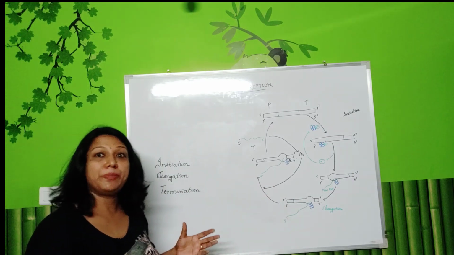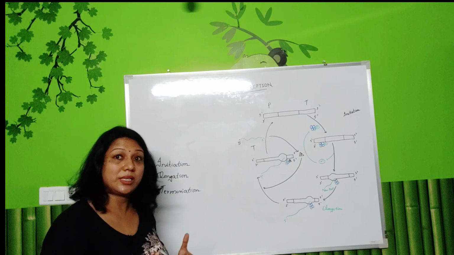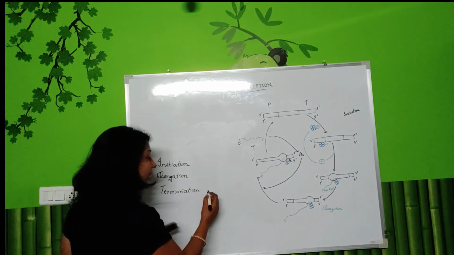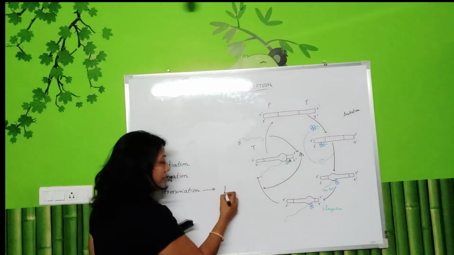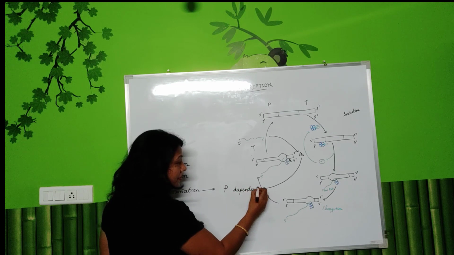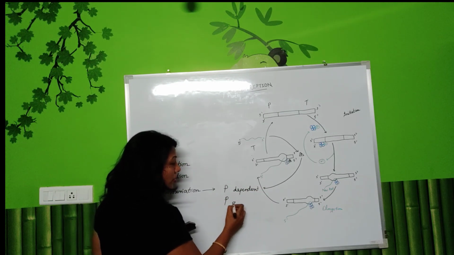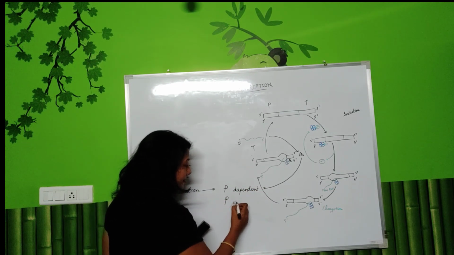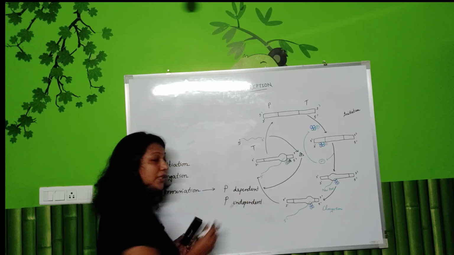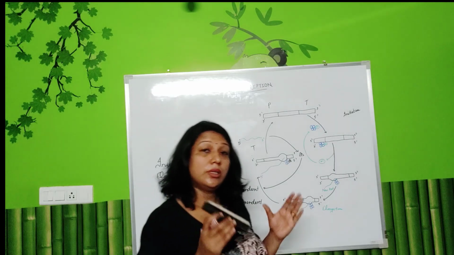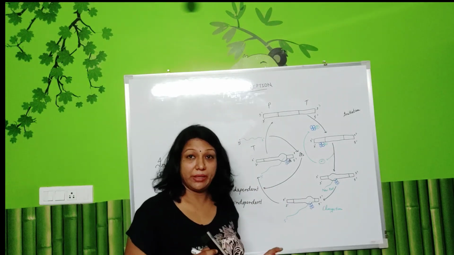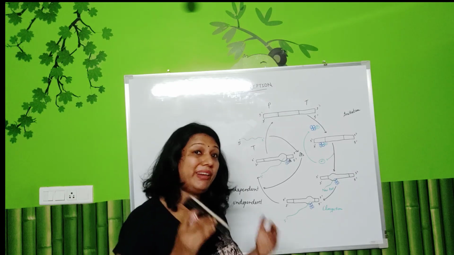Now how can we stop this transcription? Easy. We have two methods here. One we will call rho dependent. Second we will call rho independent. There are two methods of termination: one is rho dependent and second is rho independent. These are the two methods of termination in transcription.